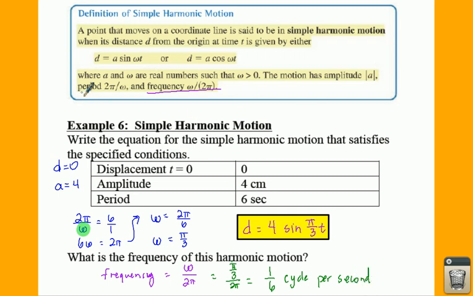Okay, make sure you use these formulas up here. Those will help you find out your answers for simple harmonic motion.